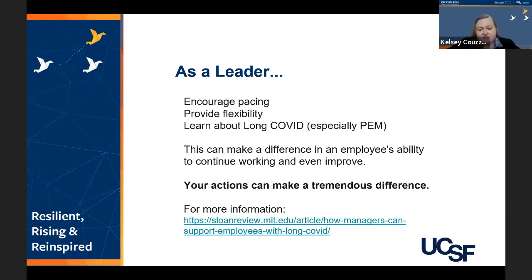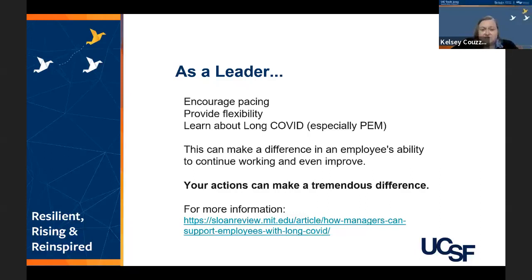You can learn about long COVID, especially because it is such a huge proportion of the people that are trying to re-enter the workforce or stay in the workforce in some cases. And this can make a difference in an employee's ability to continue working and even to improve their condition. Your actions as a leader can make a tremendous difference.